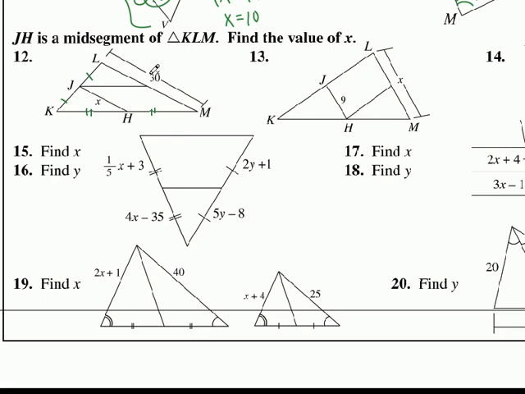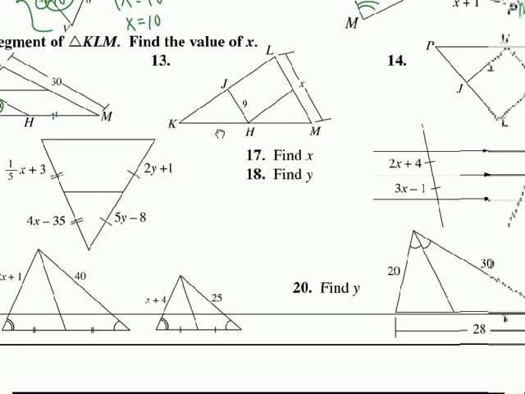That's kind of nice. And that's all I needed to do with number 12, isn't it? Because look, they tell me that whole thing, and they said this is a mid-segment, so we know the mid-segment is half of this other side, so it's half of 30. It's 15. Bang, done. Wasn't that nice? Quick and easy, right? That's why I like them.